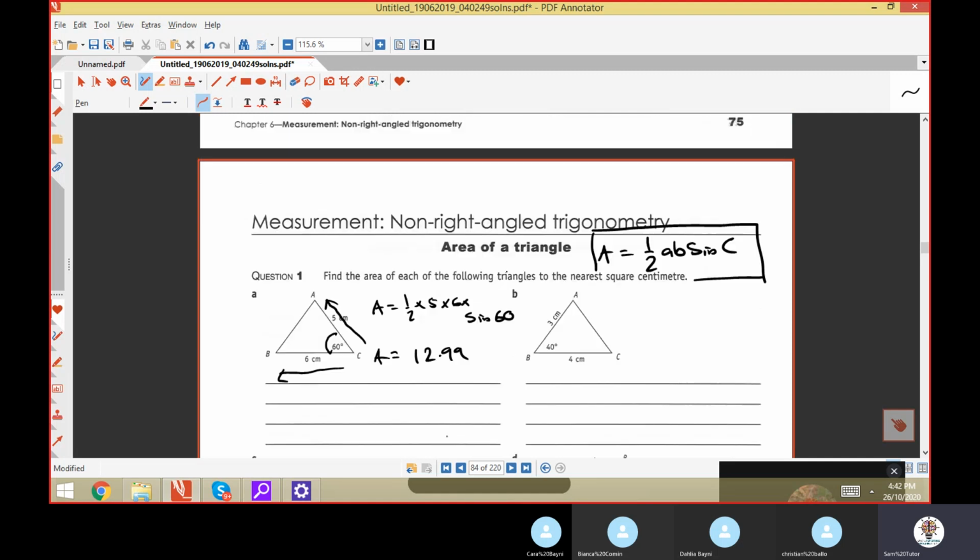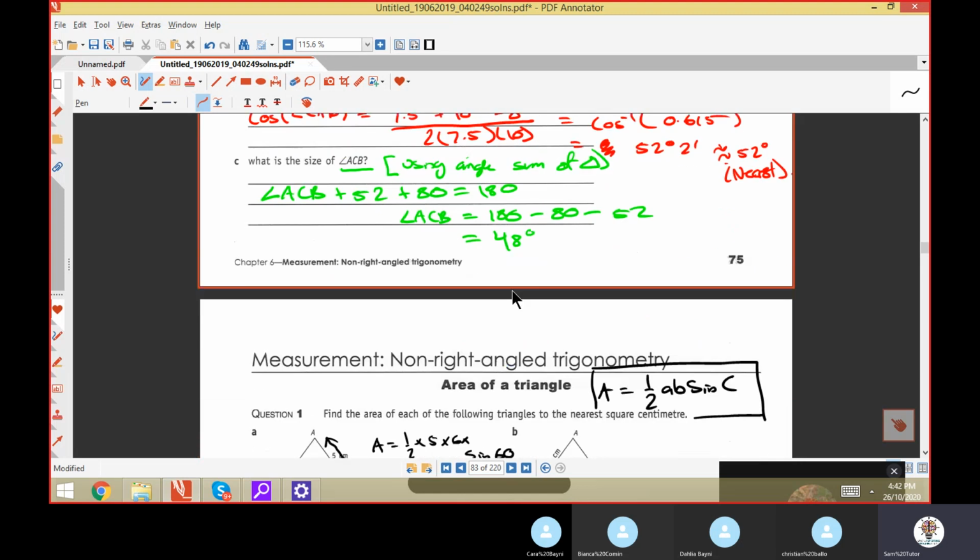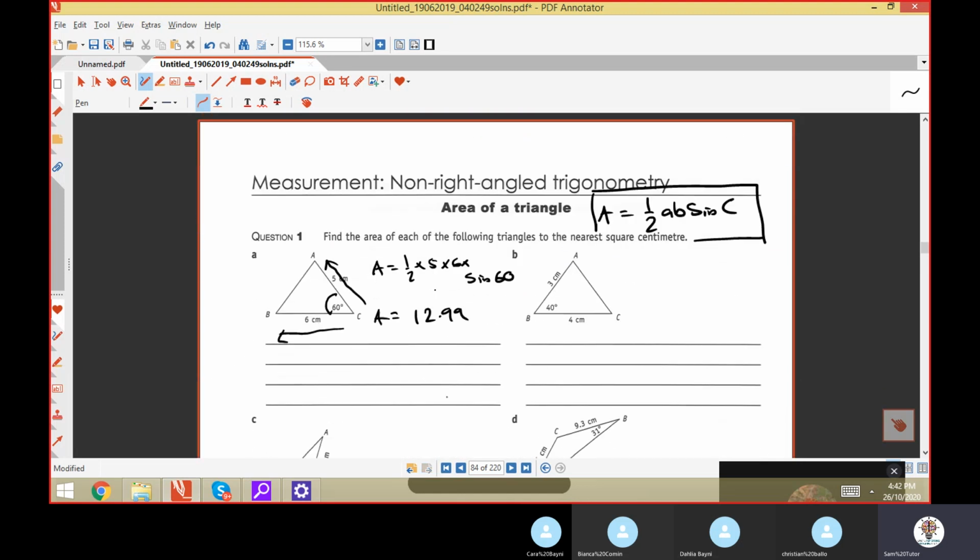80 degrees? Yeah, 80 degrees, that's correct. This is area as well, Bianca, so make sure you put centimeters squared.